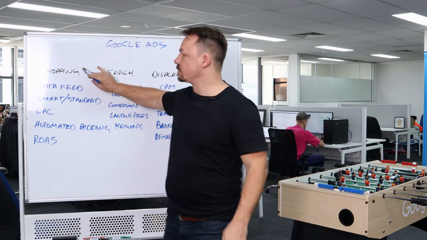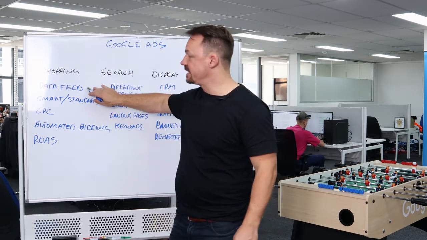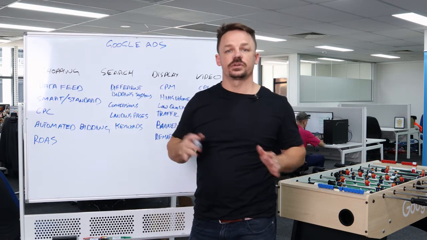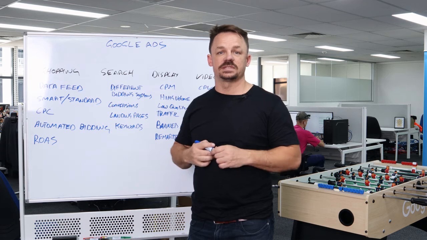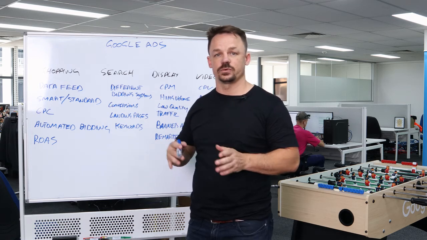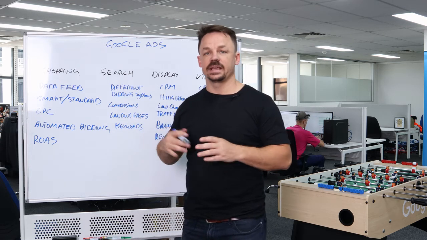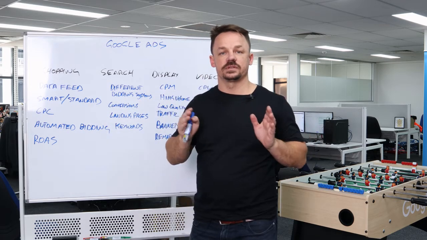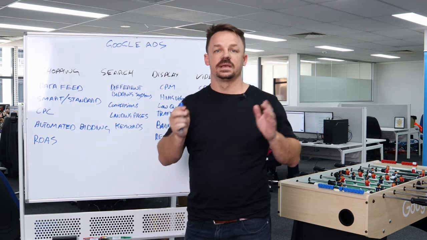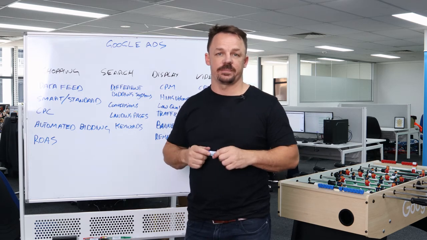So basically how Google Shopping Ads work is through a data feed directly from your website to the Google Merchant Center. Once those products have been approved in the Google Merchant Center, you can connect your Google Merchant Center to a Google Ads account and kick off your shopping campaign. It works basically through two different types of campaigns that you can run. There's standard and smart shopping campaigns.